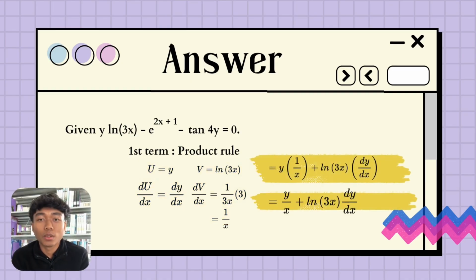Next, combine and arrange all the calculation we just did into the product rule formula that Azniza mentioned in question 1. After the combination and arrangement, we will get y multiplied by 1 over x plus ln 3x multiplied by dy/dx. So the final answer, we will get y over x plus ln 3x dy/dx.